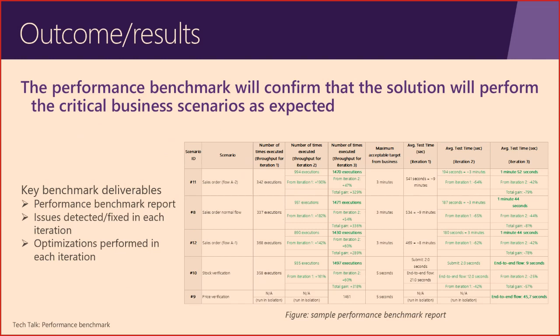In this case, for example, we had 100 users simulated, and we could see that initially, after the first iteration, it took 9 minutes to perform the sales order flow at the same time as the other sales order flows. With the benchmark, we could identify bottlenecks, performance issues, troubleshoot them, fine-tune the solution, and come back in iteration 2 and 3 to better results. So that at the end, all the critical scenarios for the business were achieving the objectives, less than 3 minutes.